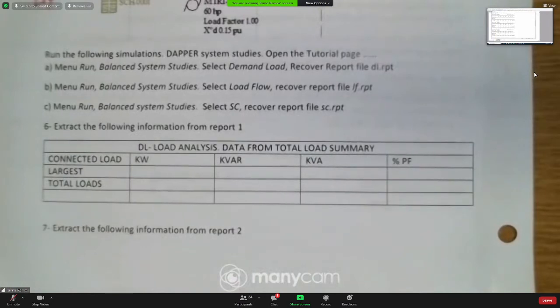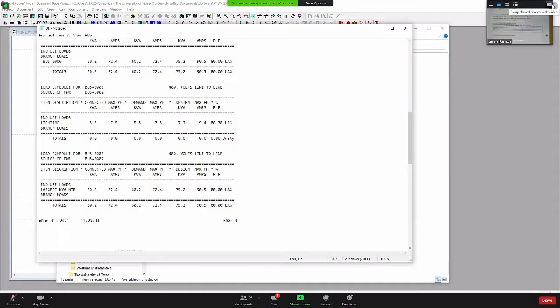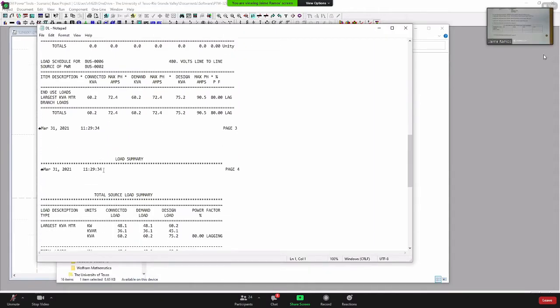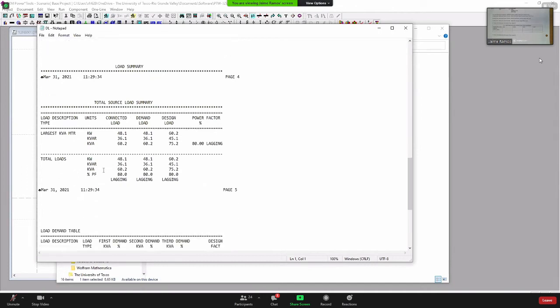See, there is a lot of information for different buses. Bus 01, bus 02, bus 03, bus 06. So here is the load summary at the end. Then total source load summary. So total source load summary, okay?